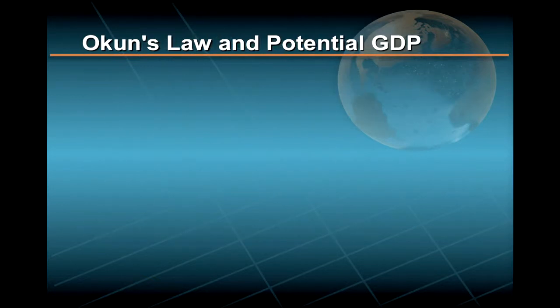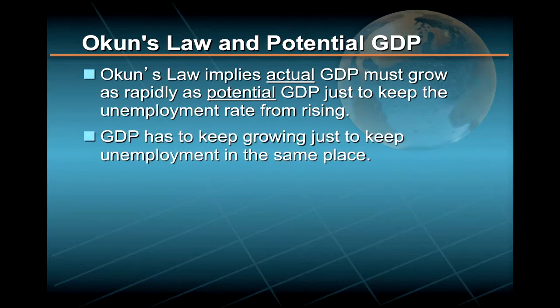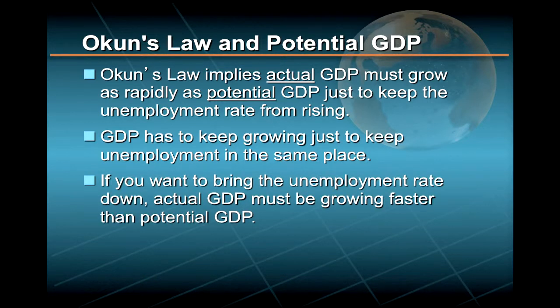One important consequence of Okun's Law is that actual GDP must grow as rapidly as potential GDP just to keep the unemployment rate from rising. In a sense, as our population grows and technology changes, GDP has to keep growing just to keep unemployment in the same place. Moreover, if you want to bring the unemployment rate down, actual GDP must be growing faster than potential GDP.